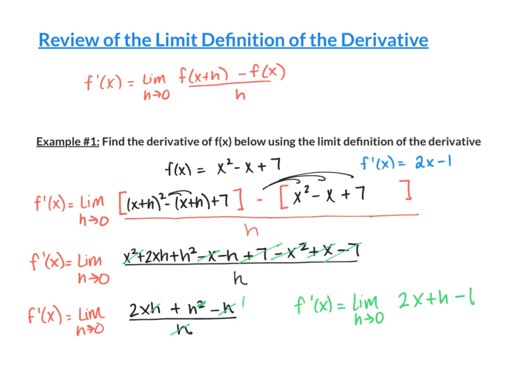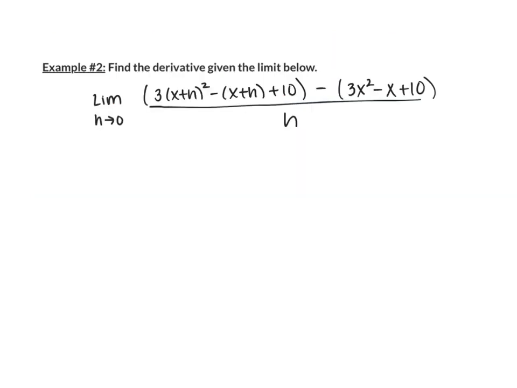And then the last and final step is plug in h is 0. So if I plug h is 0 here, 2x plus 0 minus 1, we just get 2x minus 1 is my f prime, or my derivative. And that's what we said before, what we were going to get. But again, obviously, if I'm asking you to use the limit definition, you have to go through this whole process. Okay, so I needed to review this so that we could answer questions like this.